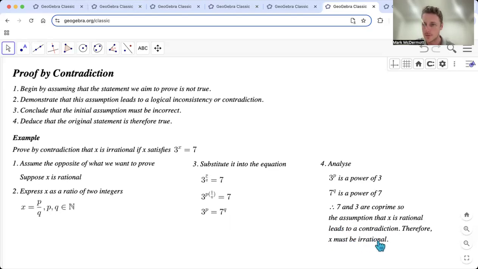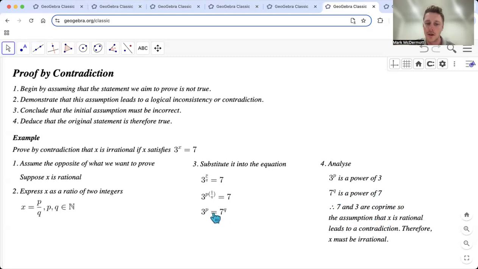I just want to explain this in a bit more detail. To be a power of 3 means that its prime factorization would be entirely 3s. It'd be 3 times 3 times 3 times 3 times 3, and so on. Similarly, since 7 to the q is a power of 7, its prime factorization would be 7 times 7 times 7, q times, right? Nowhere in there are you going to get a common factor.